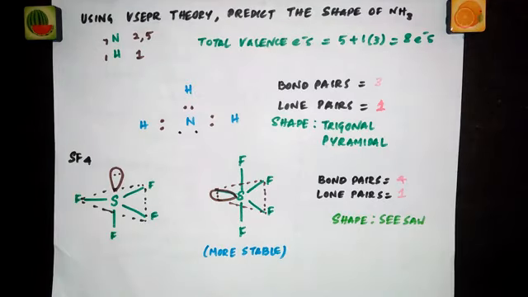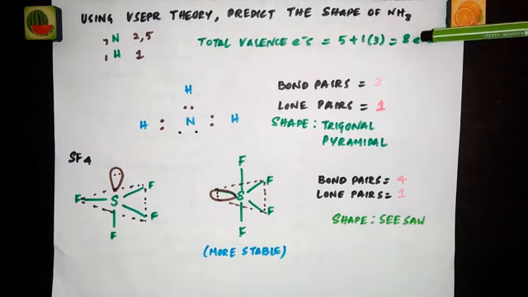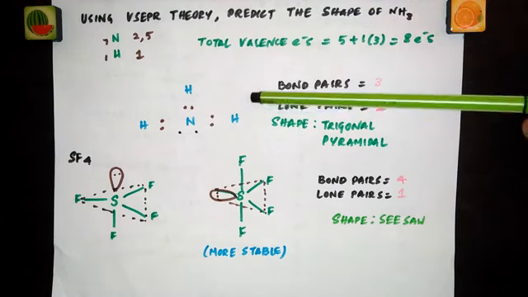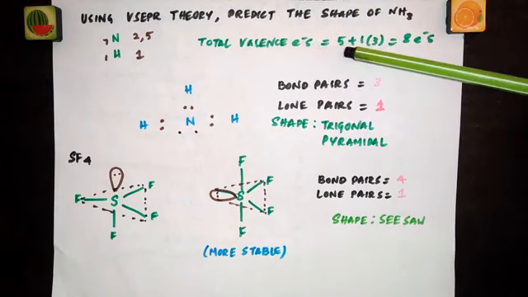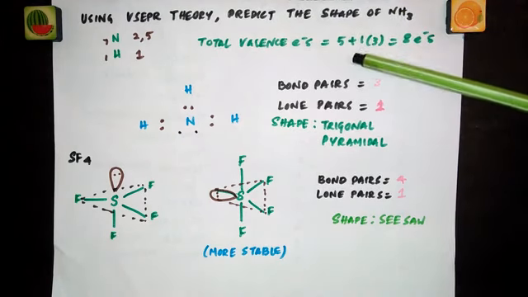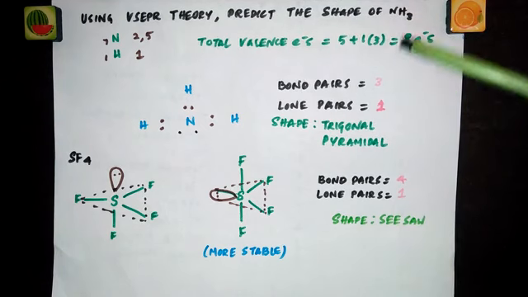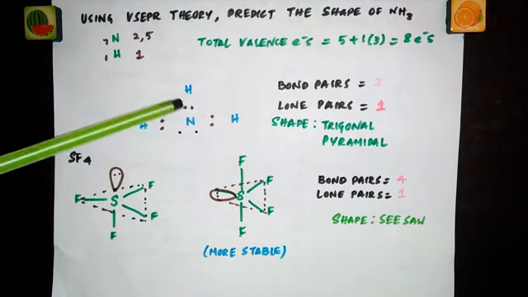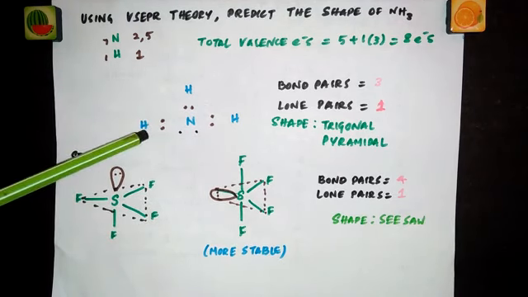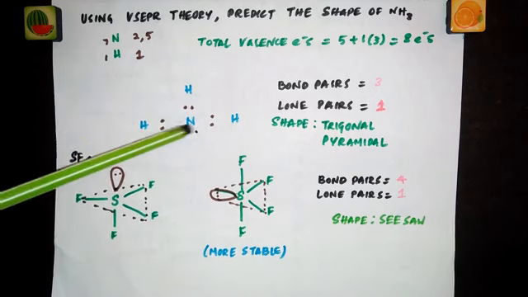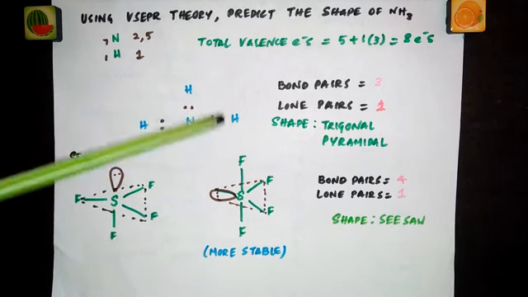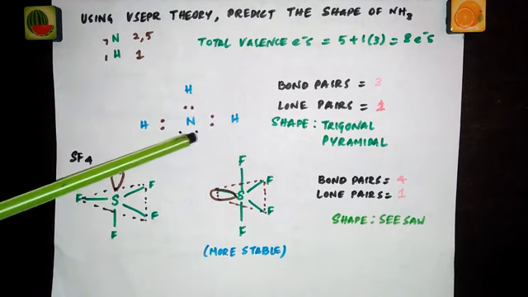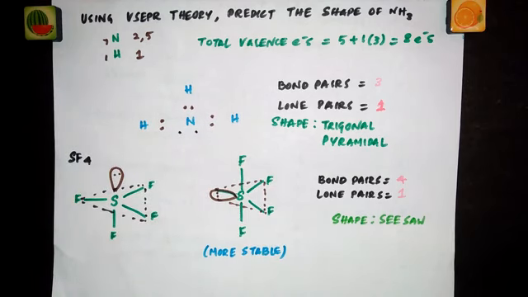The next example, using VSEPR theory, predict the shape of NH3. Again, I've used the Lewis structure method. So total valence electrons: for nitrogen it's 5 plus 1 into 3 for hydrogen. That gives you 8 electrons. Draw the skeletal structure. Nitrogen as the central atom, 3 hydrogens. Put a bond pair between each nitrogen and hydrogen. And then complete octet for nitrogen. So number of bond pairs 1, 2, 3. Number of lone pairs just 1. So the shape is trigonal pyramidal.